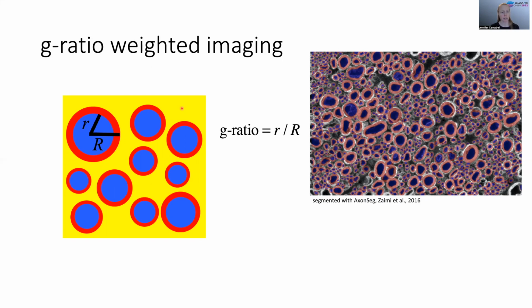As we've seen already, the G-ratio is the ratio of the inner to the outer diameter or radius of the myelin sheath. And as Thomas Kanija discussed in the previous talk in this symposium, it is the key determinant of conduction velocity and therefore of function.